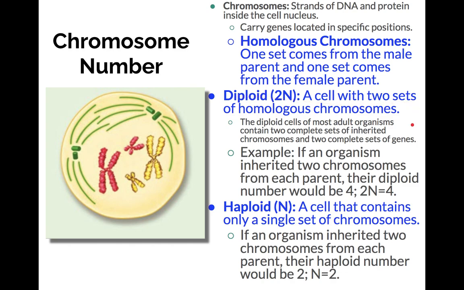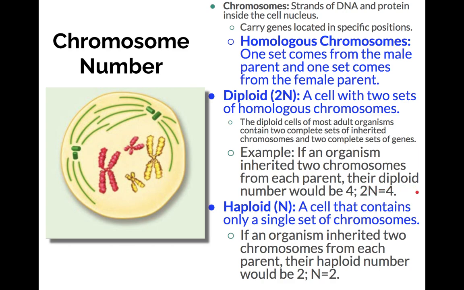The diploid cells of most adult organisms contain 2 complete sets of inherited chromosomes and 2 complete sets of genes. So for example, if an organism inherited 2 chromosomes from each parent, their diploid number would be 4, or 2n equals 4. Again, 2n is representing diploid.